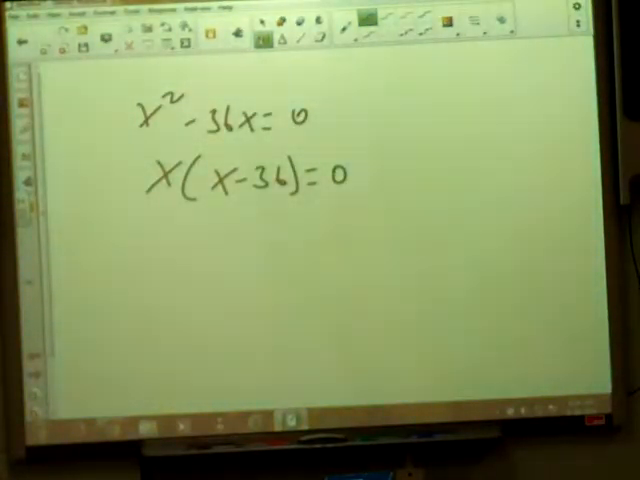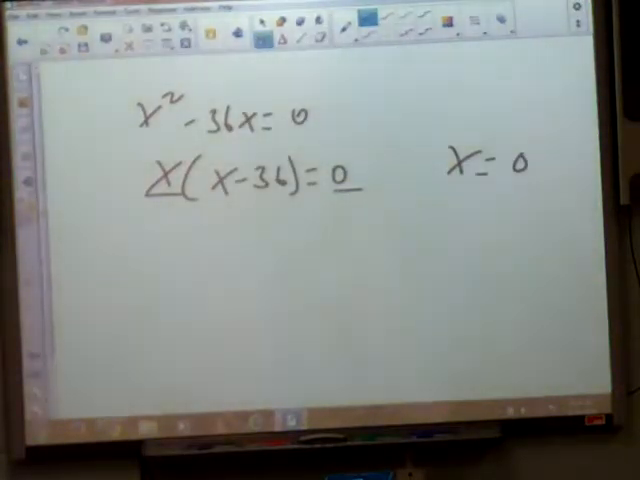That's like the backwards distributive property. Now, this x outside means that x equals 0. That is one of the solutions, but that's not a choice, so I'm not worried about that one anymore. My other factor, I'll set this equal to 0. x minus 36 equals 0.